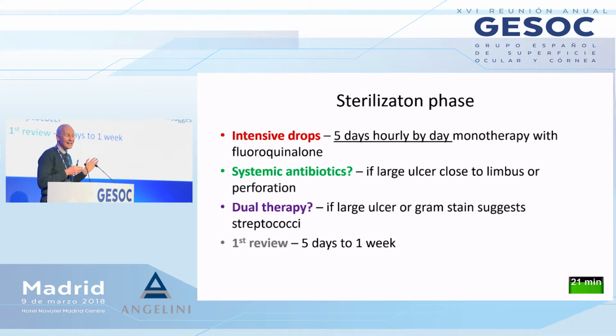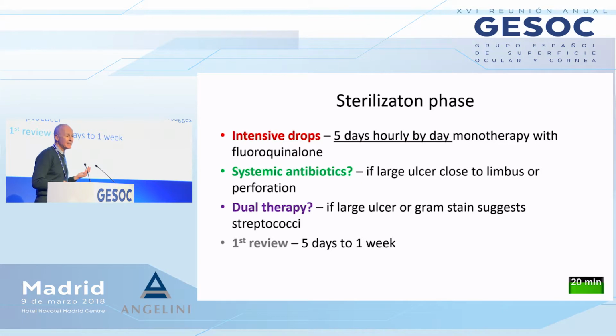The first phase is the sterilization phase. The priority is to kill the organisms. And so we are talking about intensive treatment. Today, it's with monotherapy in most cases with a fluoroquinolone antibiotic. And so how long do you have to treat, and how vigorously do you have to treat to sterilize the infection? Well, we have settled on 5 days, hourly by day.